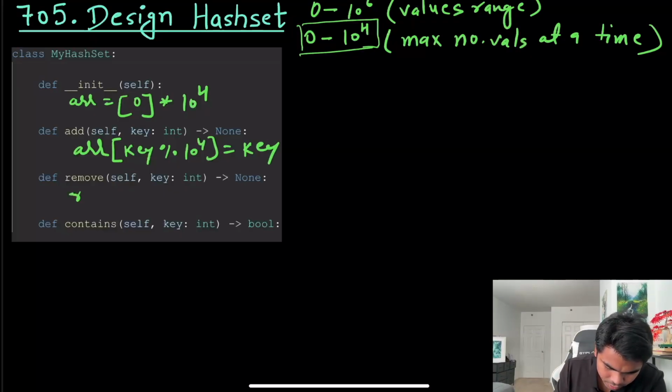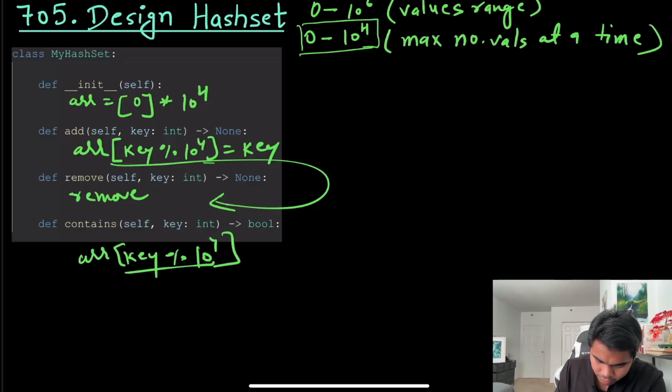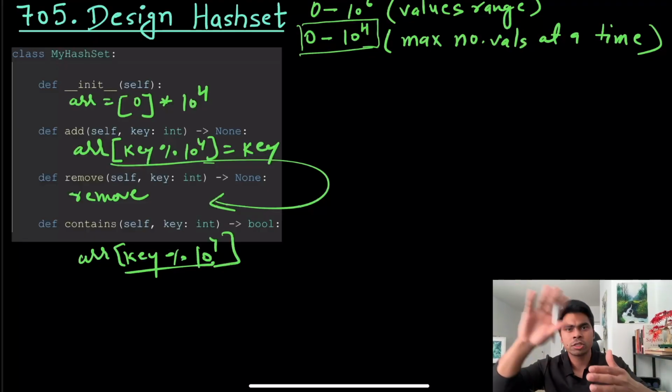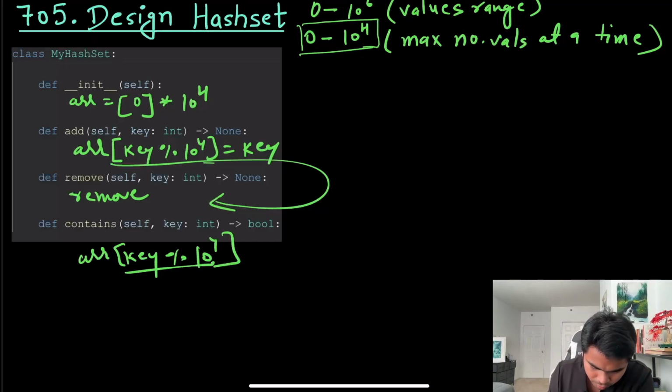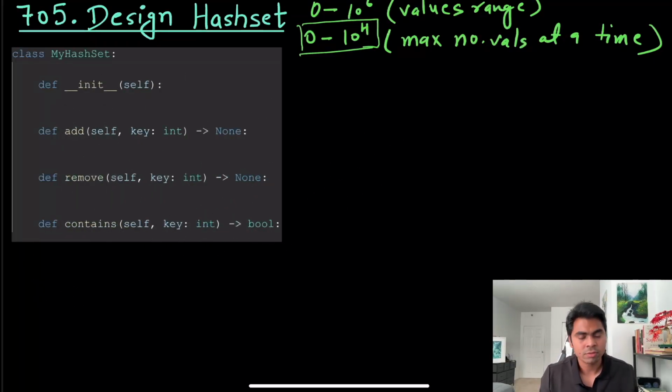You can just remove this particular value, this key, and then for contains, check at array key mod 10 to the power 4. I'm modding because the range of keys is 10 to the power 6, but at max there will be 10 to the power 4 values present. So you can just mod it with 10 to the power 4. If that key is in the array, then return true, otherwise false. So that is a very simple brute force way of solving this problem, and I think you can write the solution and it will work.